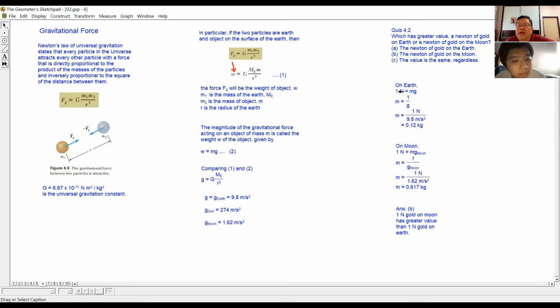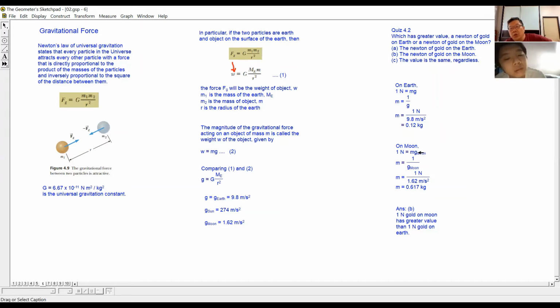Okay, right. 1 Newton on the Earth is actually mg, the mass multiplied by the gravity on the Earth. So I bring the g over, so the mass is 1 Newton divided by the g on the Earth, 1 Newton divided by 9.8 meter per second squared. And I found the mass of gold is 0.12 kg. So to produce 1 Newton on Earth, you need 0.12 kg.